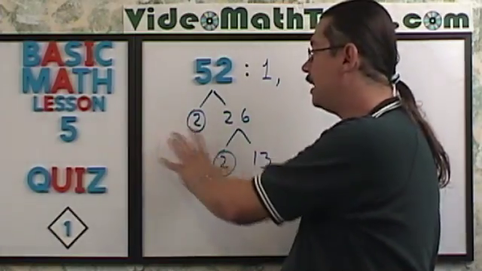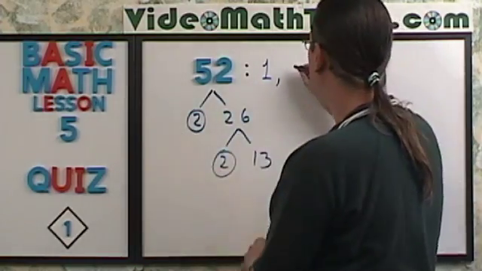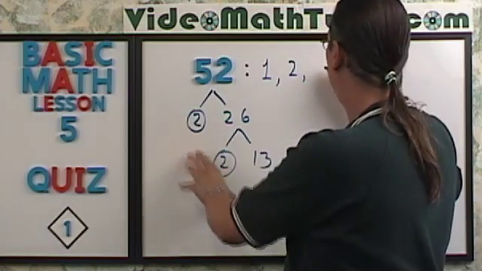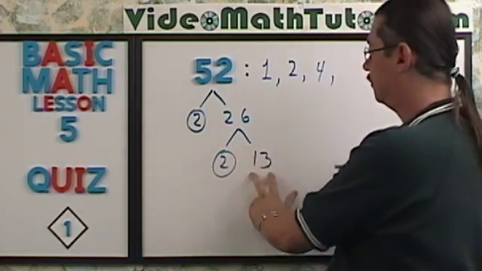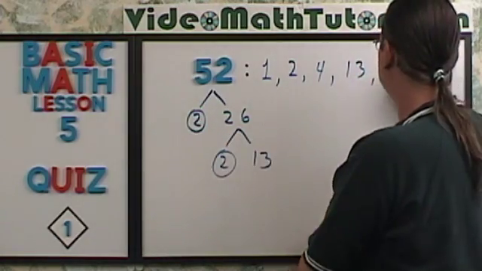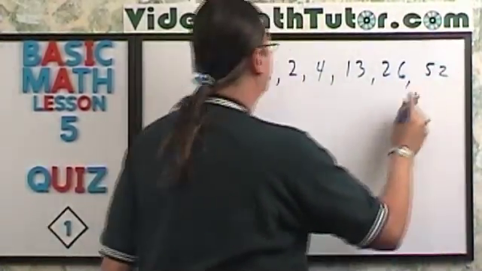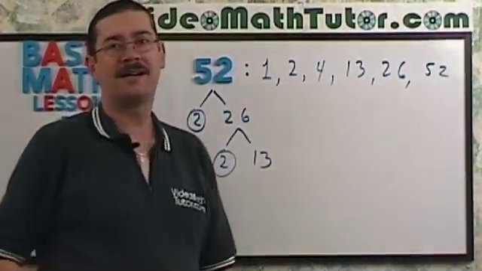But again, I can use a combination of these to find factors. So 2 times 2 is 4. So let's put a 2 first, and then there's a 4. 13, definitely. 26. And 52 itself is a factor. So here are all my factors of 52.